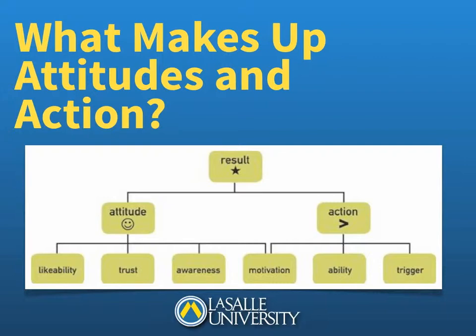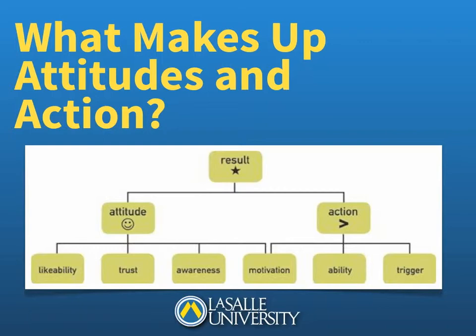So the first factor, if you go down the tree and go to attitude, you'll see something called likability. And that basically means, do the users like or identify with what you are and what you want to stand for? The second one is trust, and that is, do the users or the audience find you credible and trustworthy, especially regarding what you stand for? The third is something called awareness, which basically means, do users know who you are and what you stand for?